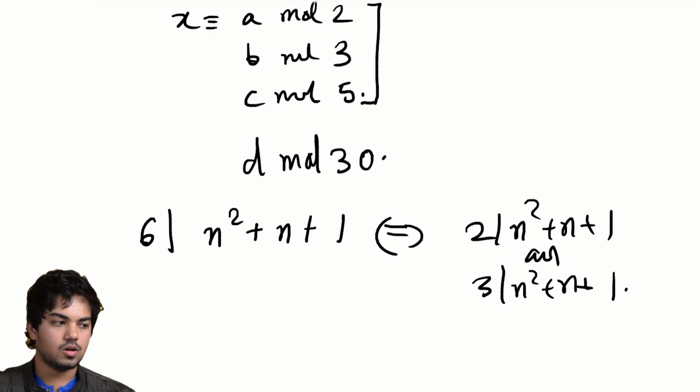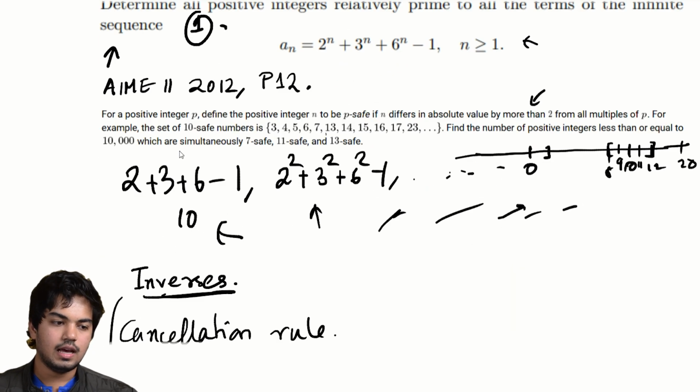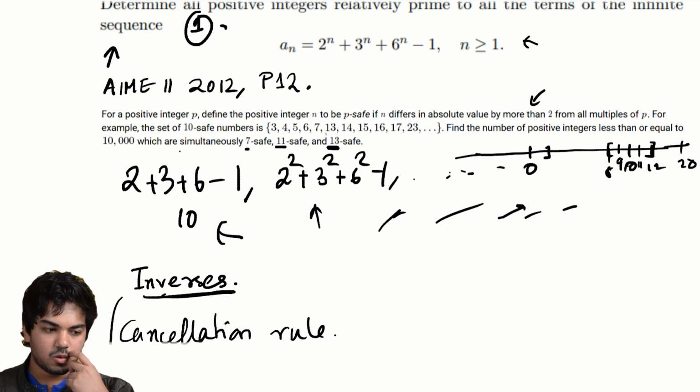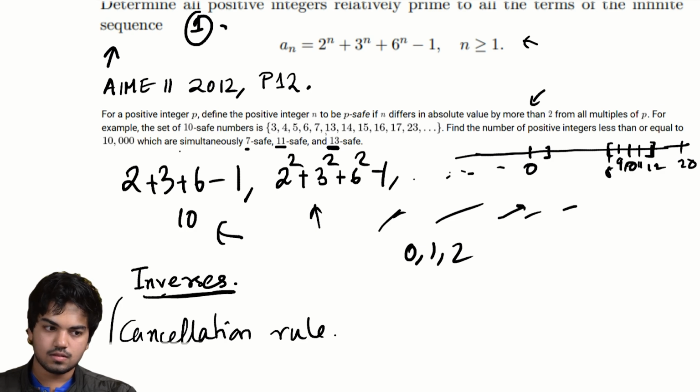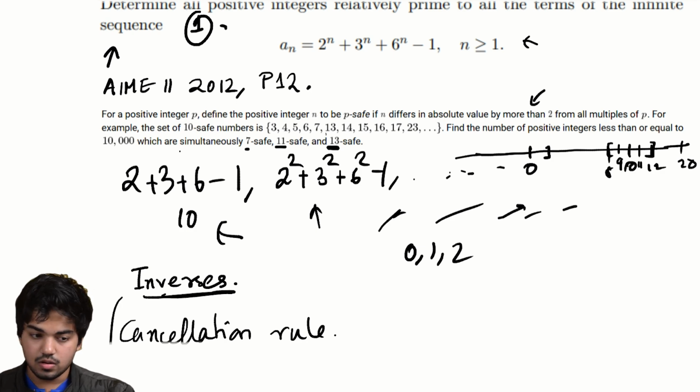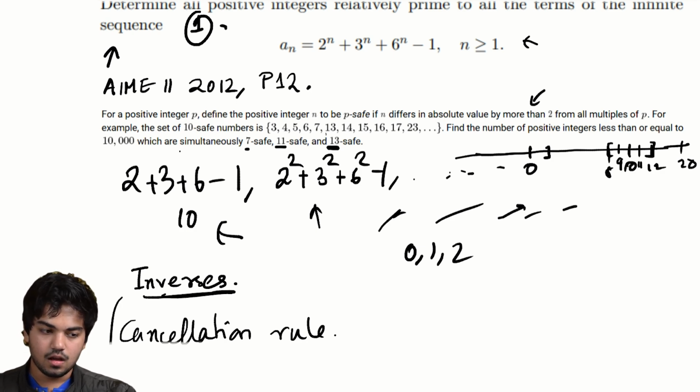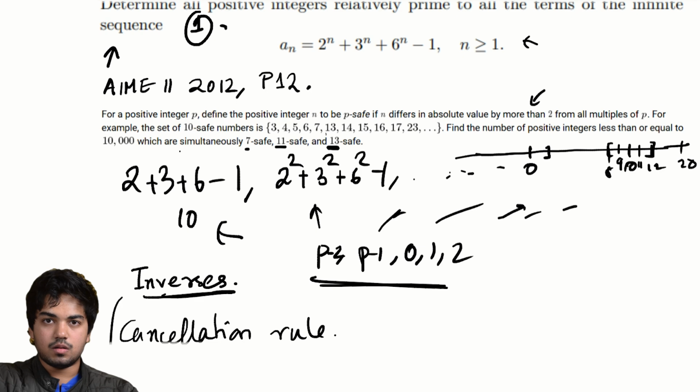Let's see how this solves our AIME problem. The idea is that since 7, 11, and 13 are coprime and we want to satisfy a certain modulo condition, what does it mean to be P safe? It means you are not congruent to 0, 1, or 2 mod P, and neither are you congruent to P minus 1 and P minus 2. You can't be congruent to these 5 numbers modulo P if you want to be P safe.